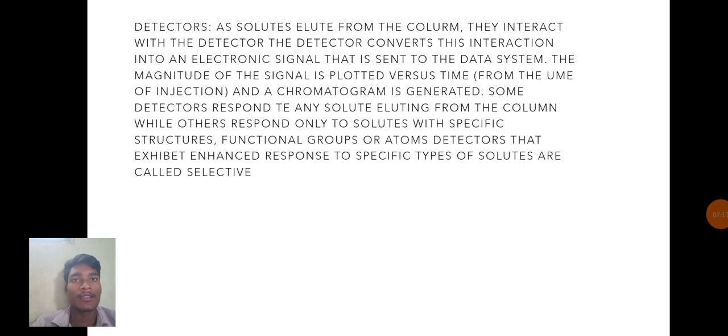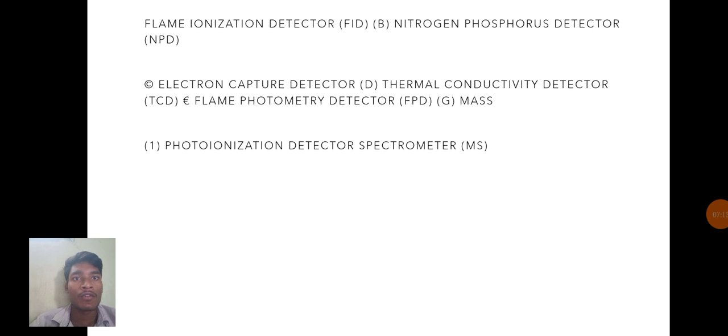These are the detectors. Flame ionization detector, one of the detectors. Nitrogen phosphorus detector, second type of detector. Electron capture detector, another one. Thermal conductivity detector, TCD. Flame photometric detector, FPD. Photoionization detector. Mass spectrometer, MS.